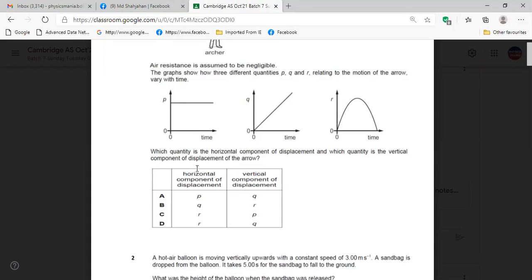Sir, R and Q. So B. Yes, correct. So it should be Q and R, right? Yes, sir.